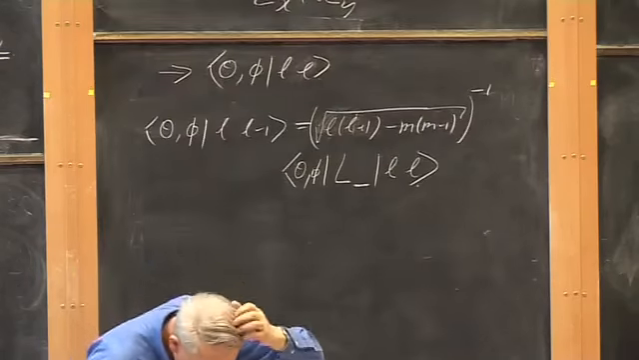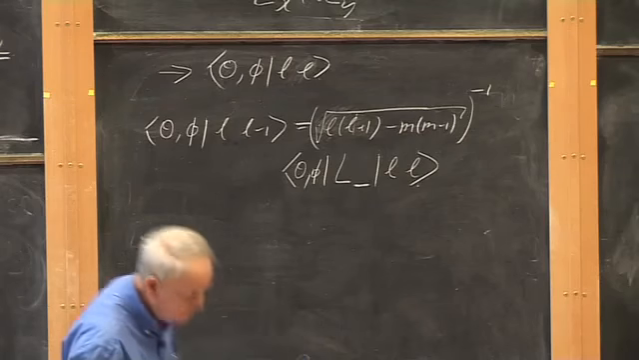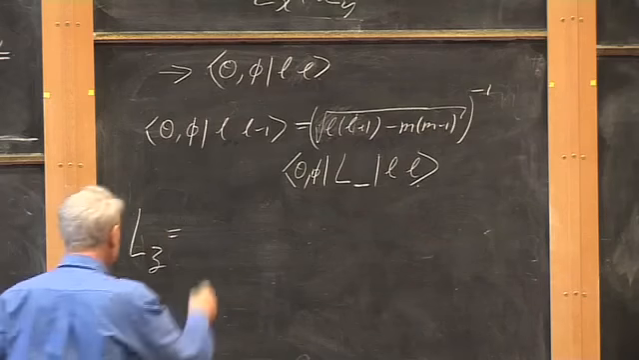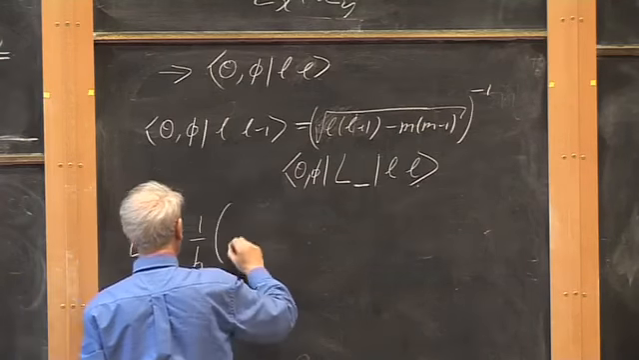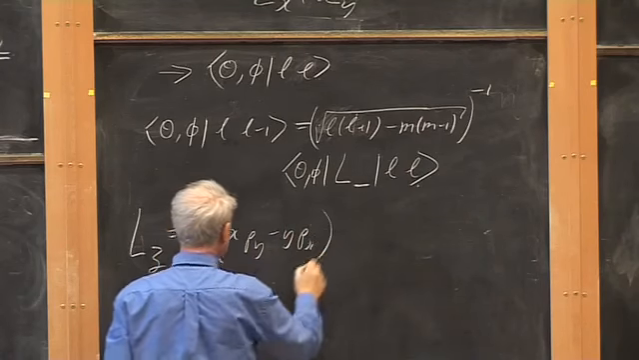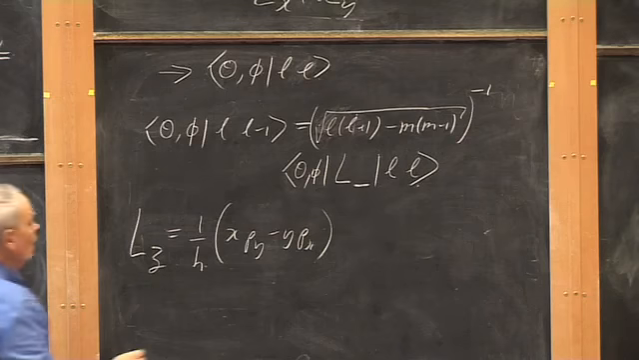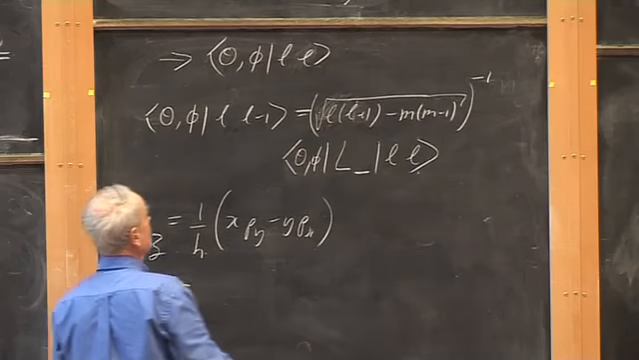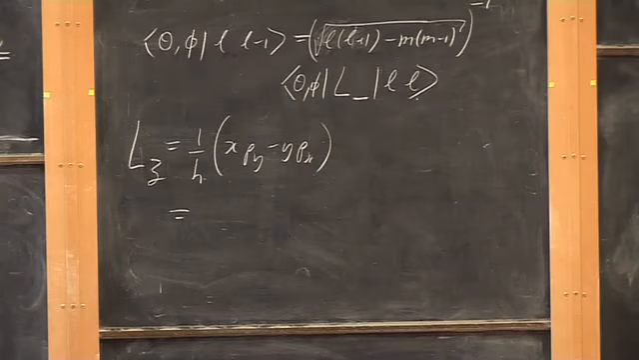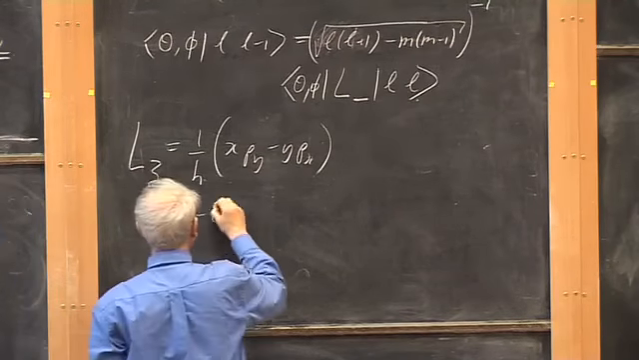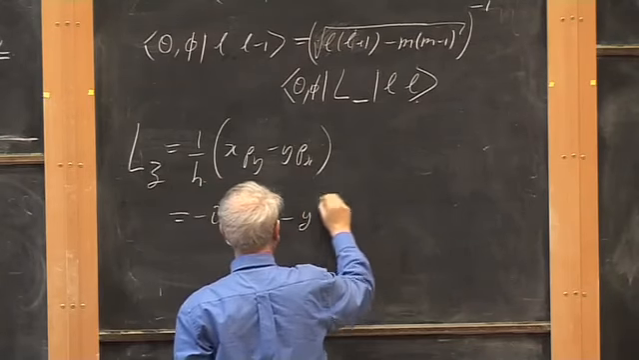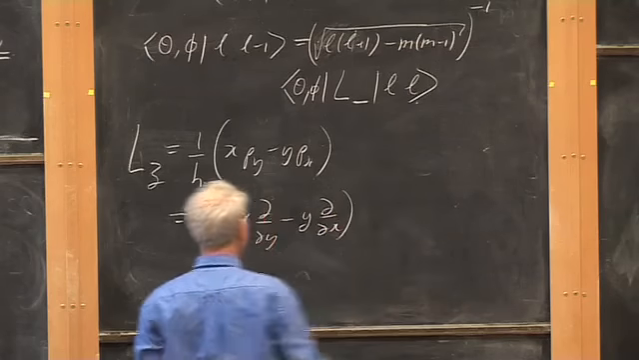Let's start by writing down what Lz is. Lz is 1 over h bar of x py minus y px. In the position representation, py is minus i h bar d by dy. So this becomes minus i, x d by dy minus y d by dx.